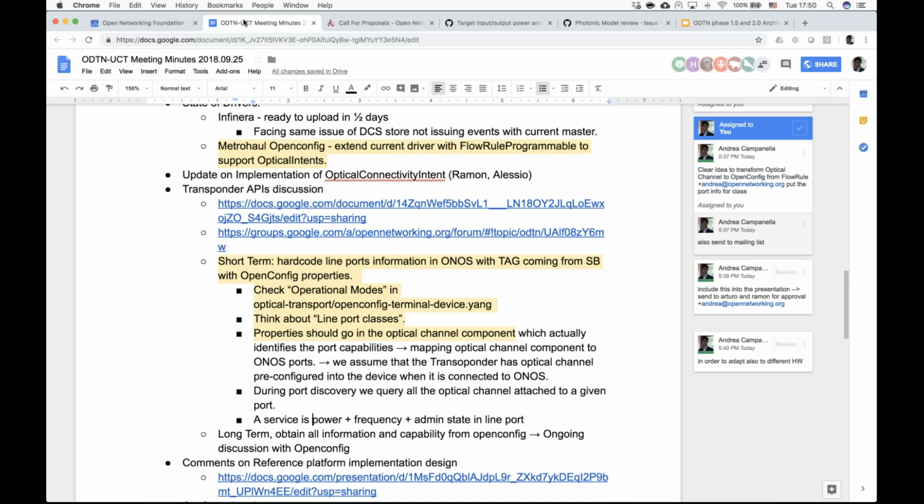Can we assume for now? I'm also implementing a reference implementation for research purposes, but it's fine. Can we agree that there will be at most one optical channel right now, or do you want to go that we can have multiple optical channels for a given line port?